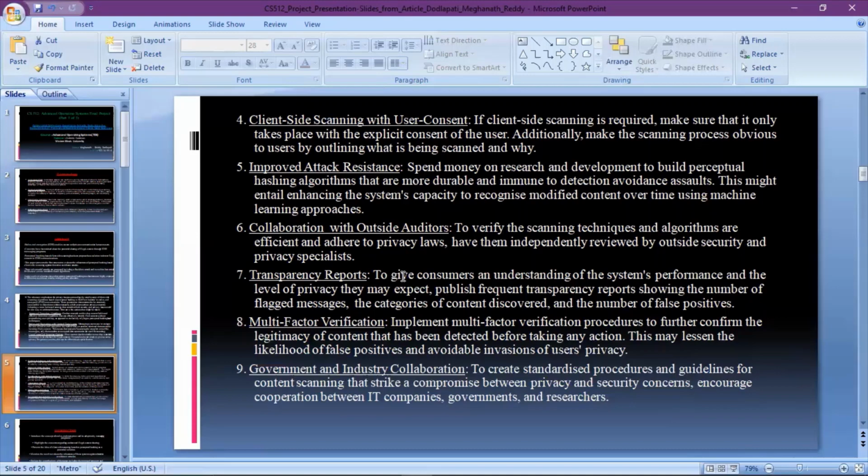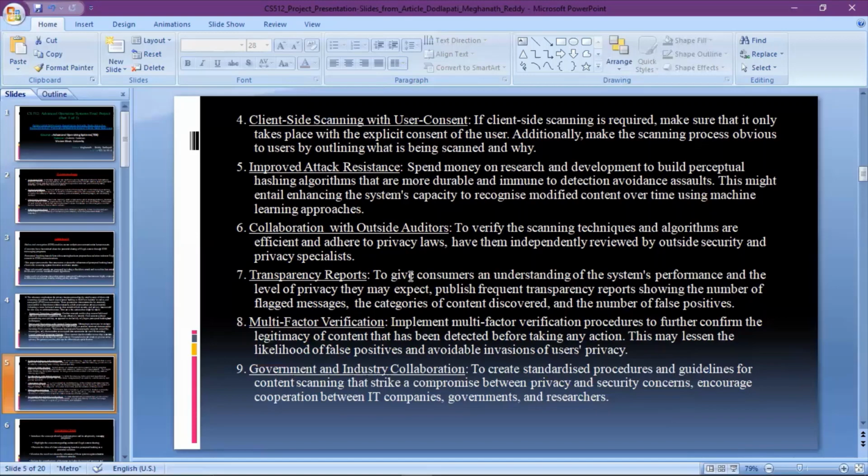Publish regular transparency reports outlining the number of flagged messages, the types of content detected, and the number of false positives to provide users with insight into the system's performance and the level of privacy they can expect.